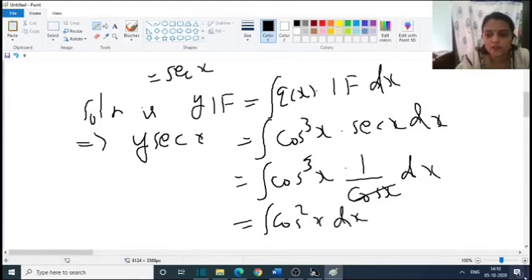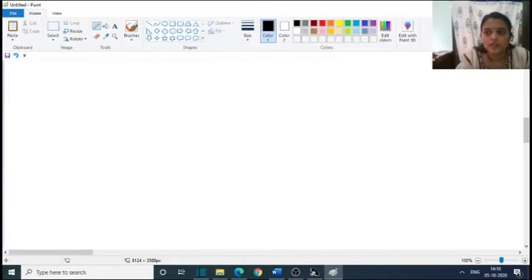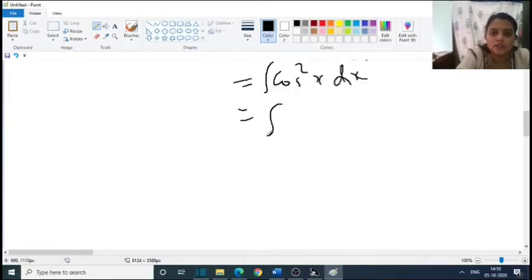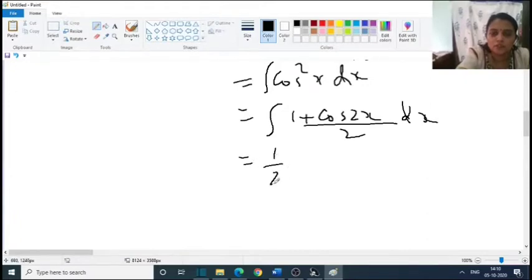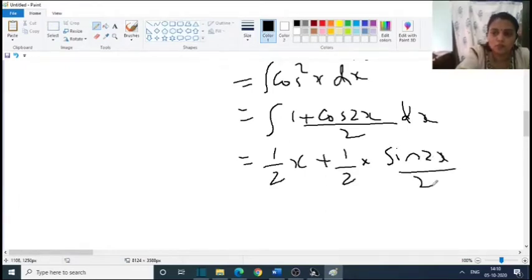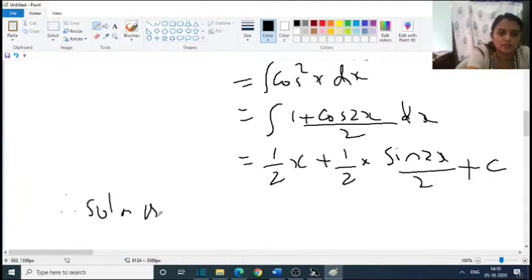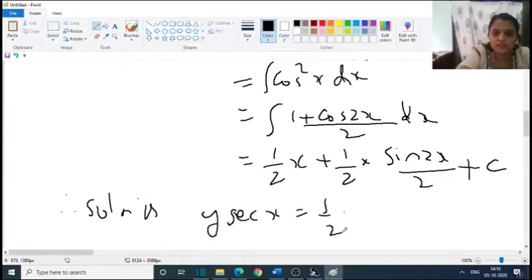To find the integral of cos square x we have to change cos square x into 1 plus cos 2x by 2, dx, which is equal to 1 by 2 x plus 1 by 2 into integral cos 2x, which is sin 2x by 2, plus c. Therefore the solution is y sec x is equal to 1 by 2 x plus 1 by 4 sin 2x plus c.